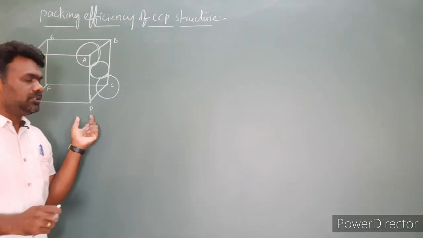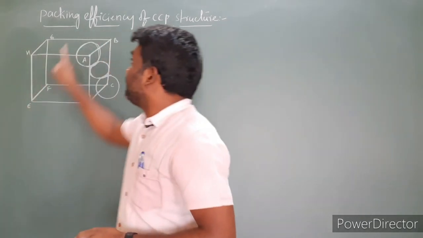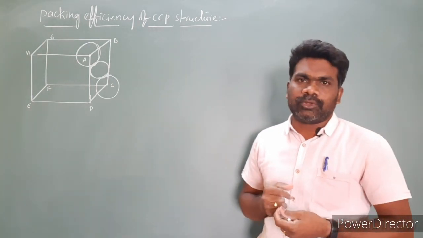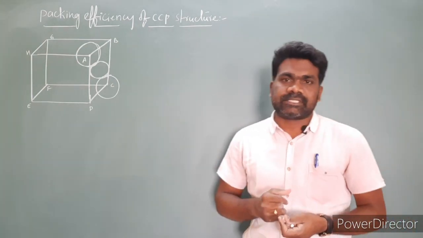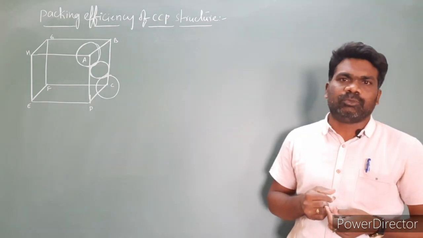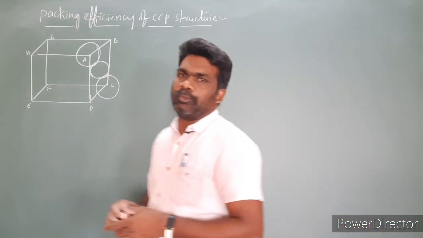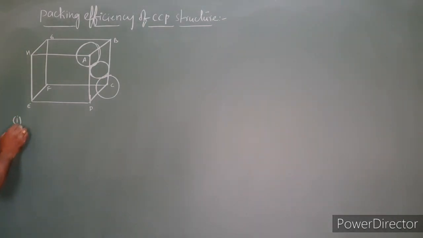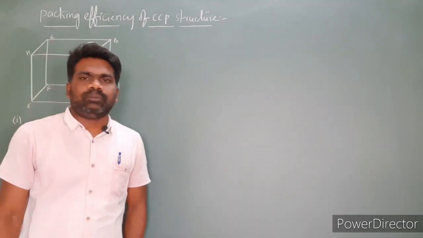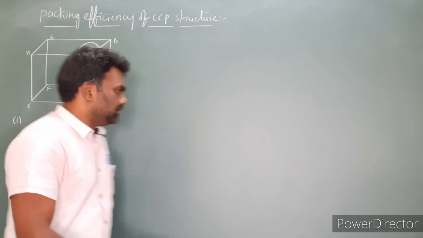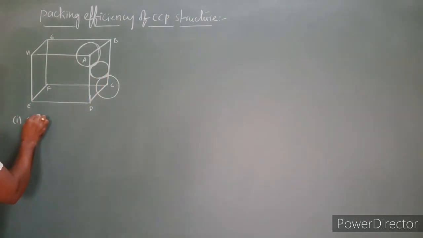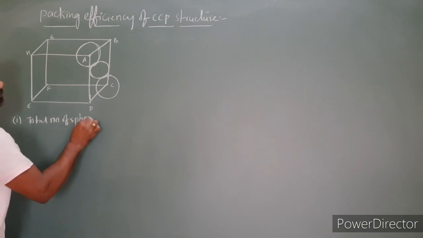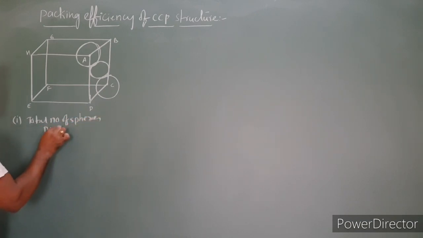Now the point is, while writing the packing efficiency of crystal systems like simple cubic unit cell, CCP or FCC, or BCC, body centered cubic unit cell, we have to write 4 points. The first point is we have to find out the total number of spheres per unit cell.